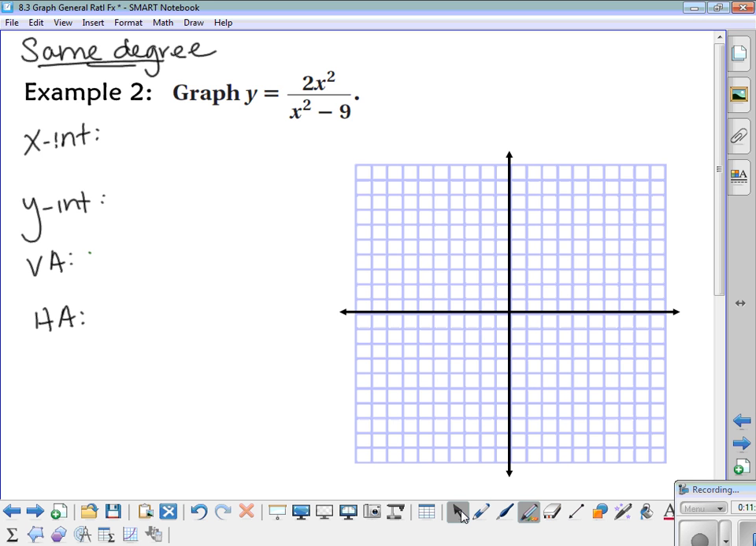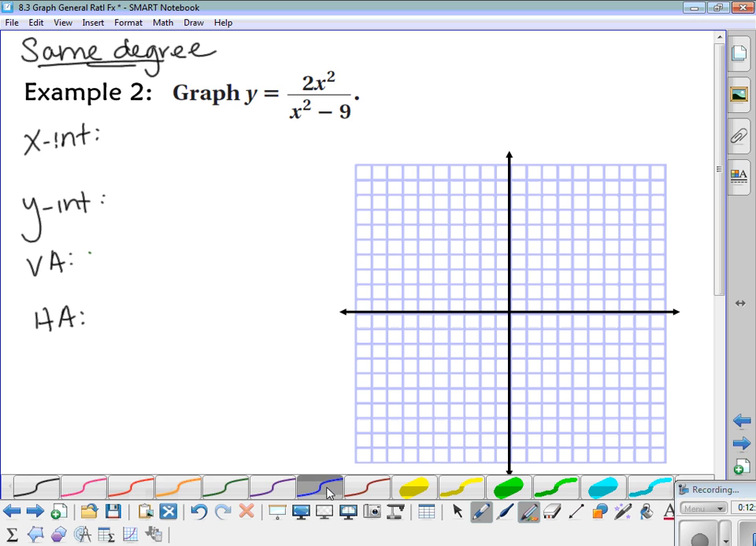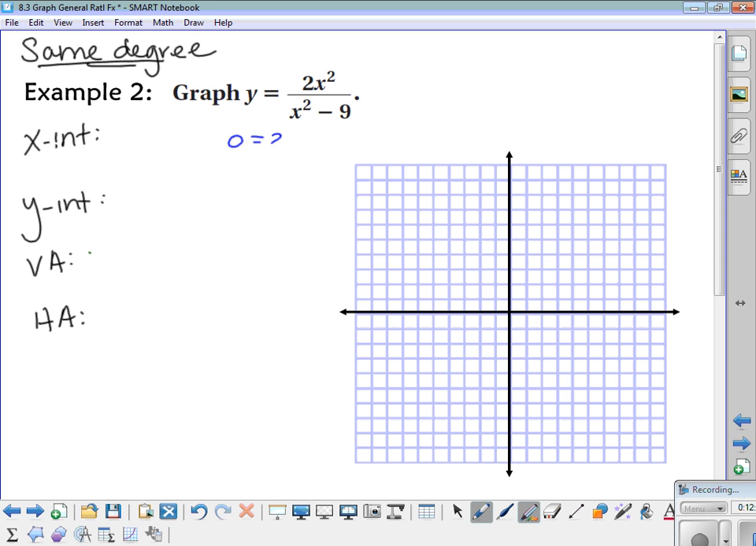So for my x-intercept, that means that y equals 0. So 0 would equal 2x squared. So what does x have to be? x would also have to be 0. So it's at (0, 0). And for my y-intercept, if I plug in a 0 for x, it's going to be 0. So it's the same point, right? So (0, 0) is my x and y-intercept.